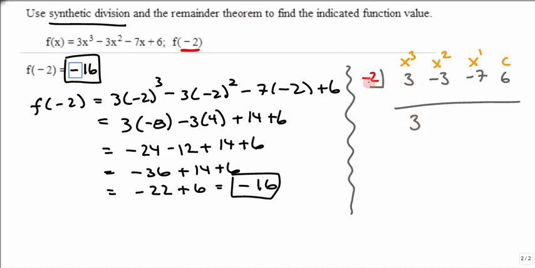We'd bring the 3 straight down, multiply, -2 times 3 is -6, add straight down, -3 minus 6 is -9, -2 times -9 is a positive 18, 18 minus 7 is 11, -2 times 11 is -22, -22 plus 6 is going to be then our remainder. In this case it would be a -16. So if we had to write this out, this would be my x squared, x, constant, and here's my remainder, and that's what I'm interested in here.